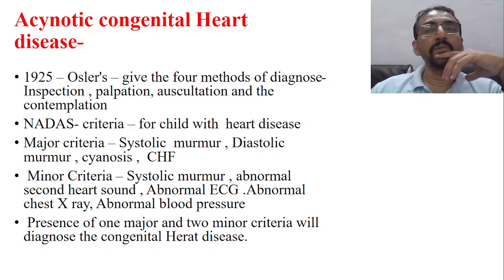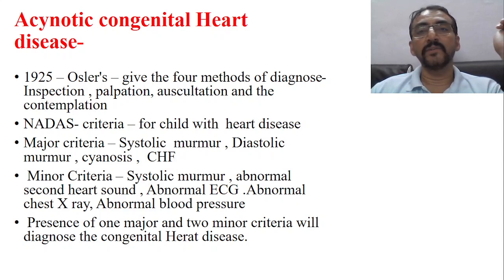Now, Nadas' criteria contain two parts. One is major criteria and another one is minor criteria. The major criteria are: presence of a systolic murmur, presence of a diastolic murmur, cyanosis, or CHF, that is, congestive cardiac failure or heart failure. So major criteria means any of these should be there. Out of this, if one is present, then also it is considered as a congenital heart disease. See the last line: presence of one major and two minor criteria.